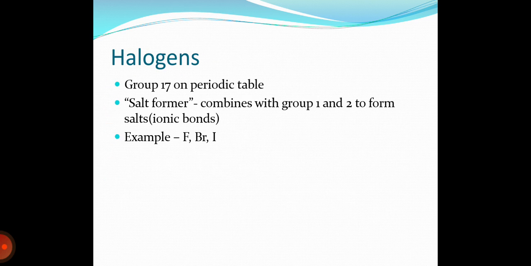Then halogens. The halogens are present at group 17 on the periodic table. These halogens are salt formers. They combine with group 1 and 2 to form a salt, and between these there will be an ionic bond. For example, fluorine, bromine and iodine.